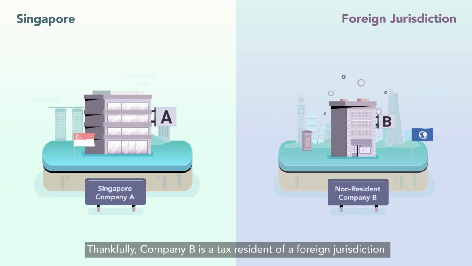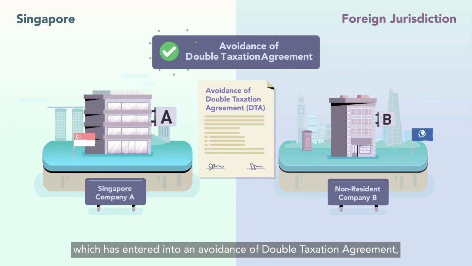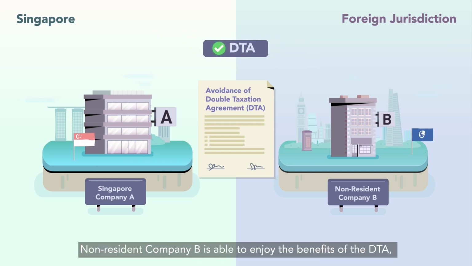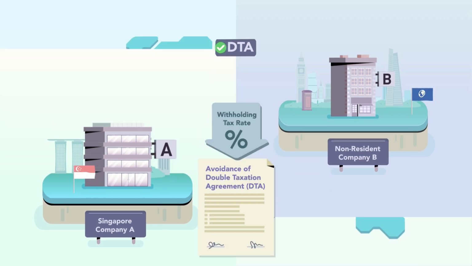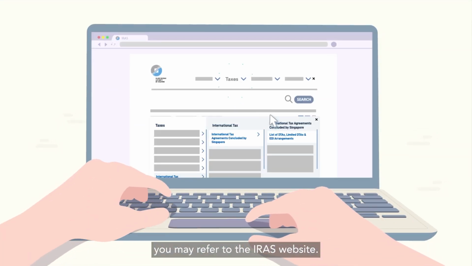Thankfully, Company B is a tax resident of a foreign jurisdiction which has entered into an Avoidance of Double Taxation Agreement or DTA with Singapore. Non-resident Company B is able to enjoy the benefits of the DTA, which provides for a reduced withholding tax rate on interest. For a list of DTAs that Singapore has signed with various DTA partners, you may refer to the IRAS website.